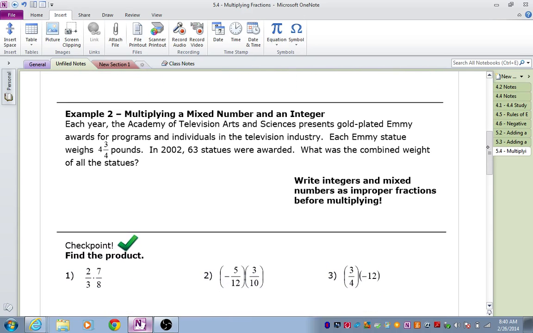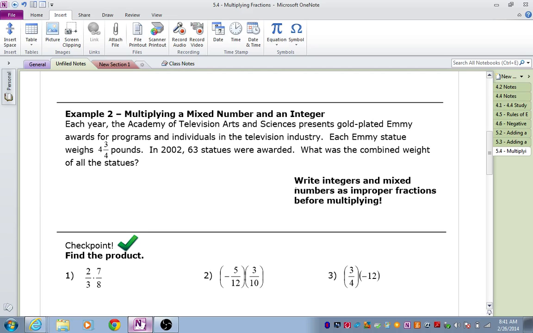Let's do example 2. Multiplying a mixed number and an integer. Each year, the Academy of Television Arts and Sciences presents gold-plated Emmy Awards for programs and individuals in the television industry. Each Emmy statue weighs 4 3/4 pounds. In 2002, 63 statues were awarded. What was the combined weight of all the statues?